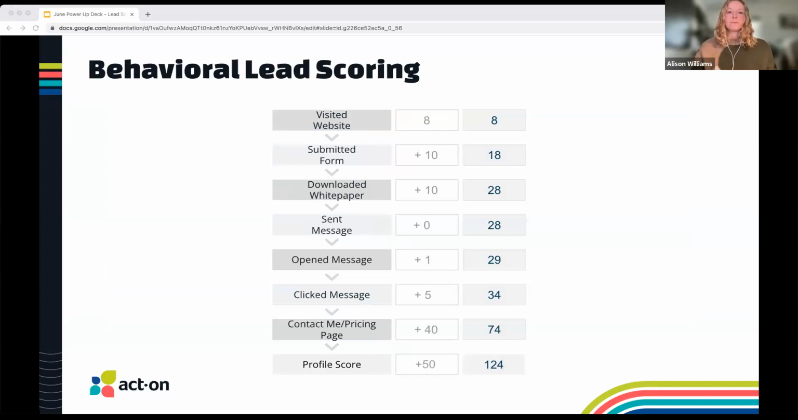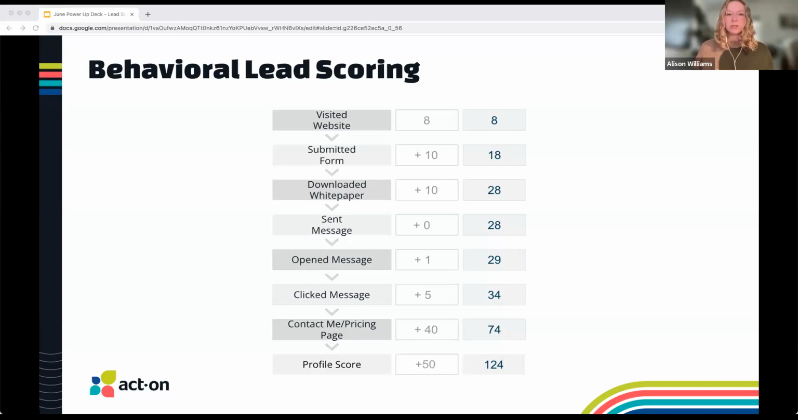Okay, so let's come back now to the idea of behavioral lead scoring. How do we determine these values? Again, the range is arbitrary. You can really set the numbers to be whatever you want. We do have recommended values with Act-On that you can use as a starting point, but you'll probably find that you need to make some iterations and changes to your scoring as you go.